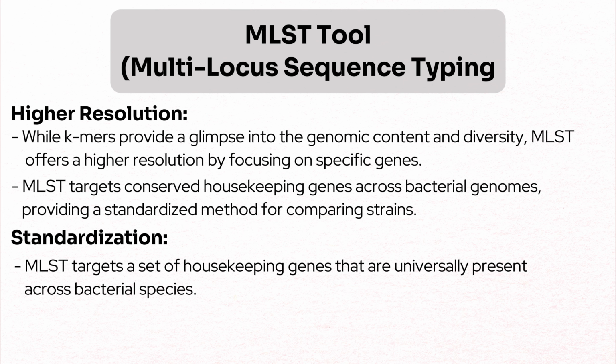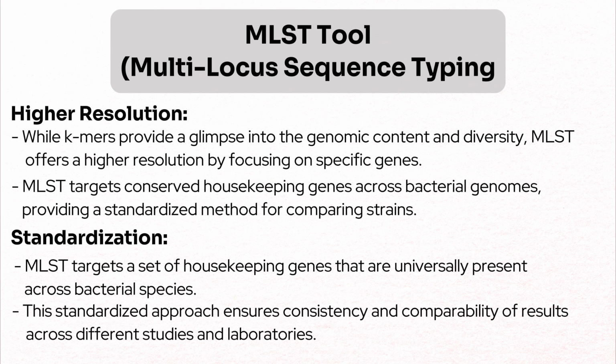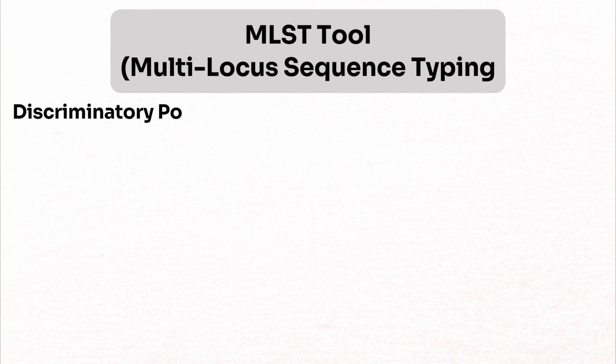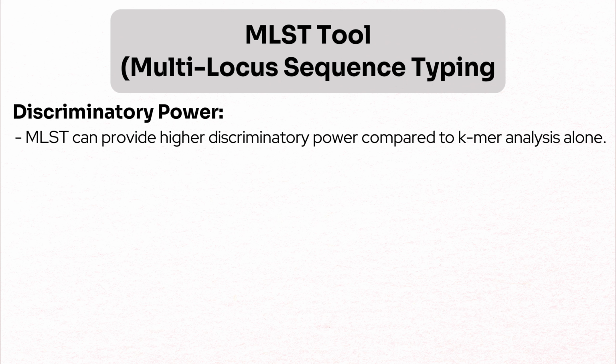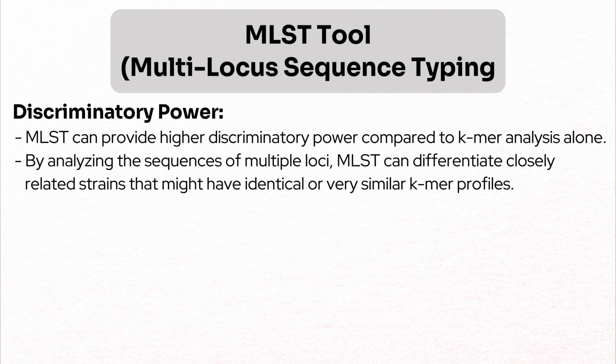Standardization. MLST targets a set of housekeeping genes that are universally present across bacterial species. This standardized approach ensures consistency and comparability of results across different studies and laboratories. Discriminatory power. MLST can provide higher discriminatory power compared to Kmer analysis alone. By analyzing the sequences of multiple loci, MLST can differentiate closely related strains that might have identical or very similar Kmer profiles.